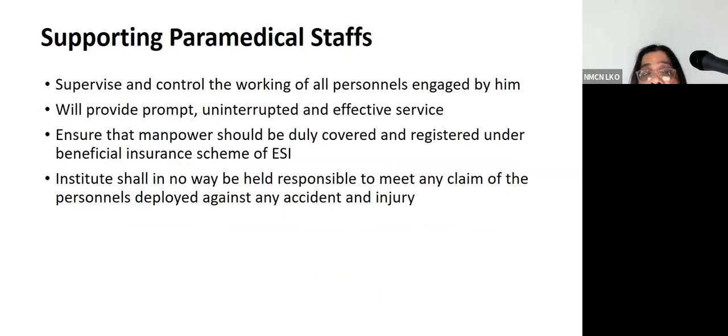The supporting paramedical staff will provide prompt, uninterrupted, and effective services. The service provider or the vendor has to keep supervisors to control the working of the personnel engaged by him. They have to ensure that all the workers are duly covered and registered under beneficial insurance schemes like ESI. The institute shall in no way be held responsible to meet any claim of the personnel or manpower deployed by the vendor.